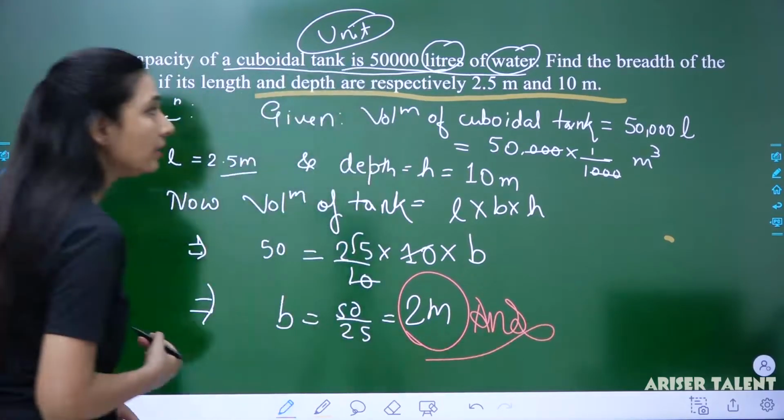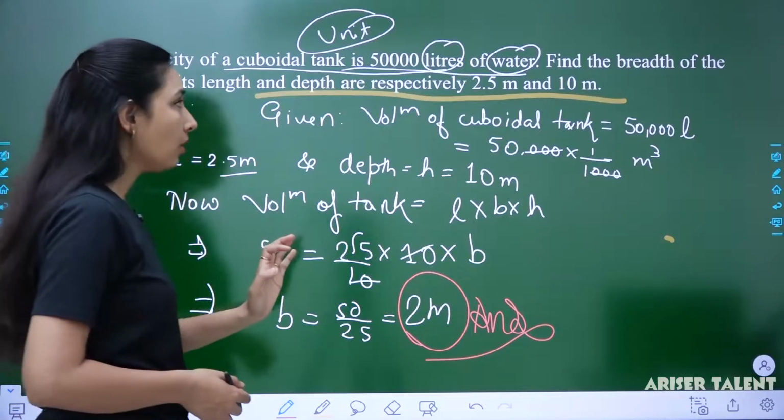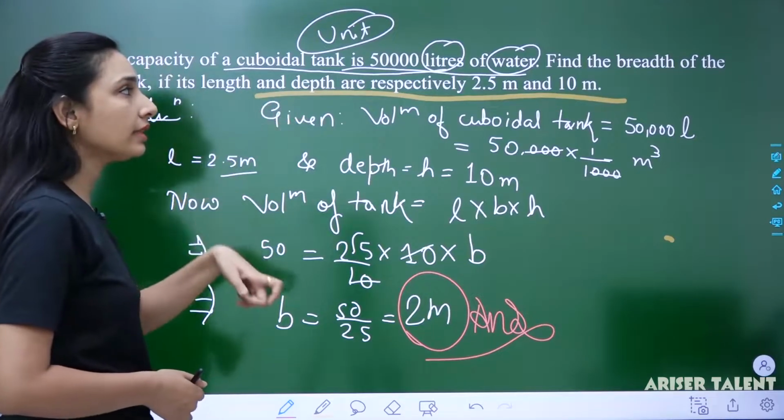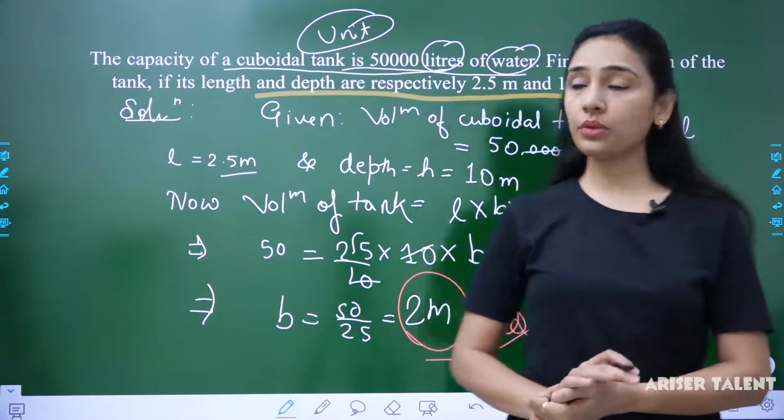What will be the answer? That the width of the tank of the capacity 50,000 liters will be equal to 2 meters. Is it clear to you now?